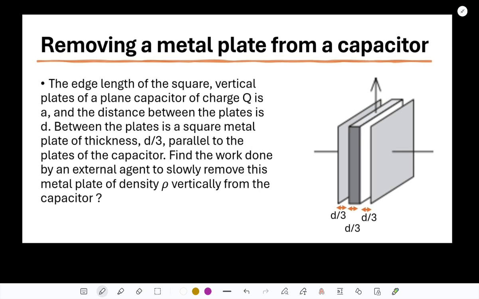The edge length of the square vertical plates of a plane capacitor of charge Q is A. So the area is simply A square. And the distance between the plates is D, and you can see there is a D. Between the plates is a square metal plate of thickness D by 3. I guess this one is the square plate, and parallel to the plates of the capacitor.